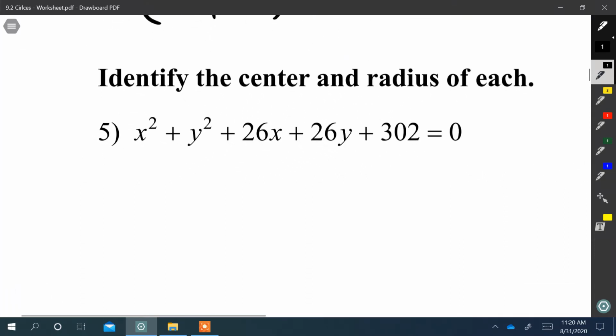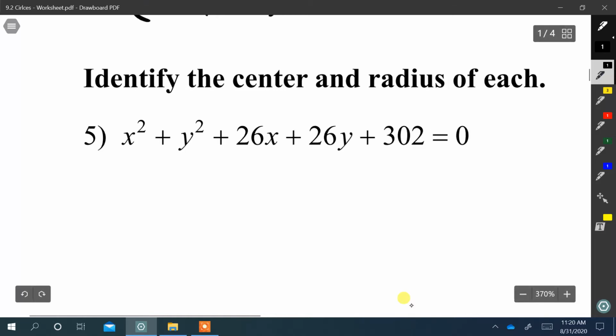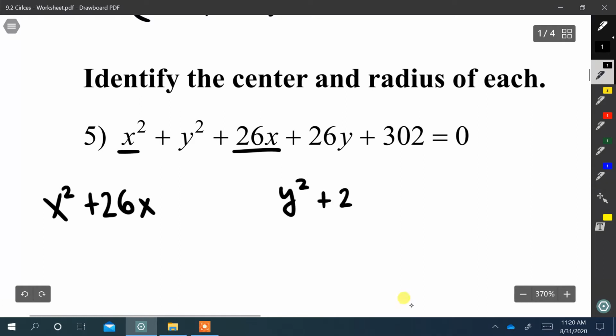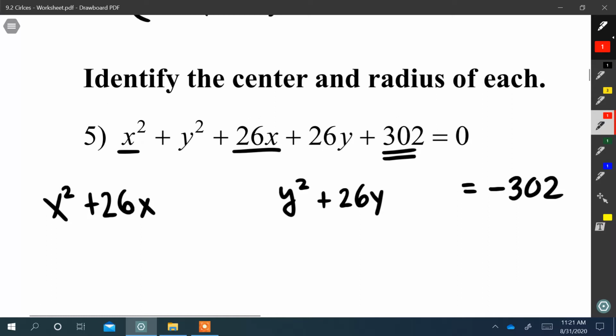All right, first step, we're going to put all the x's together and all the y's together. So we have x squared plus 26x there. Then all the y's together: y squared plus 26y. Then this 302, I'm going to move to the other side. And then I'm going to do what we call completing the square.